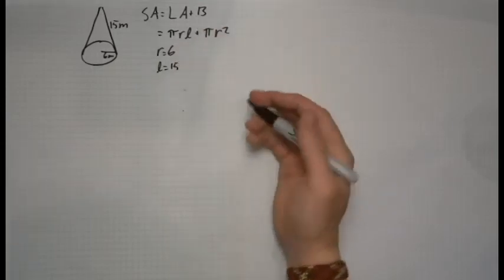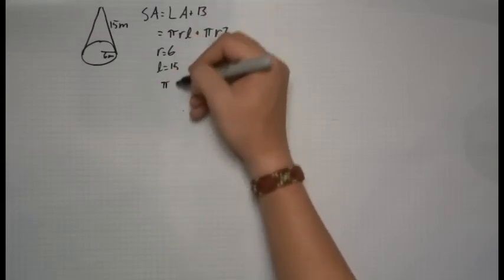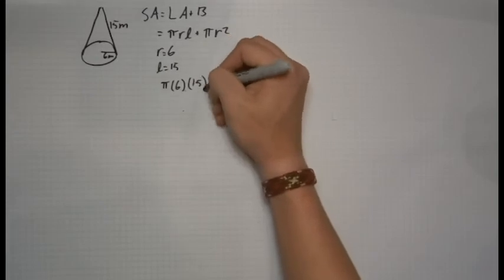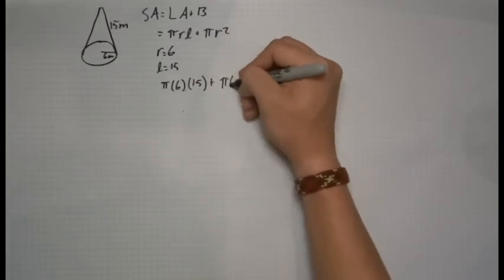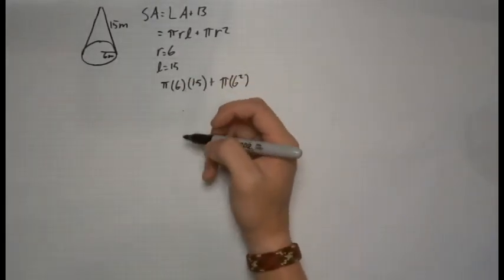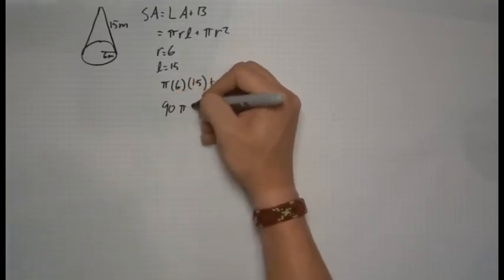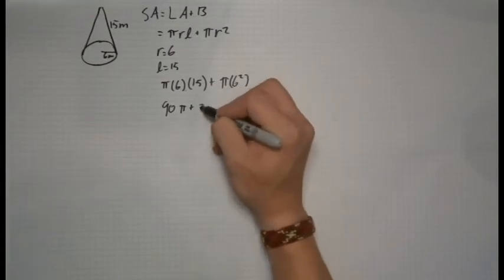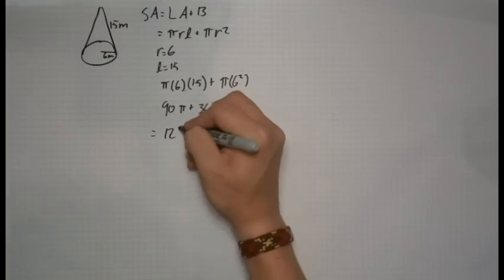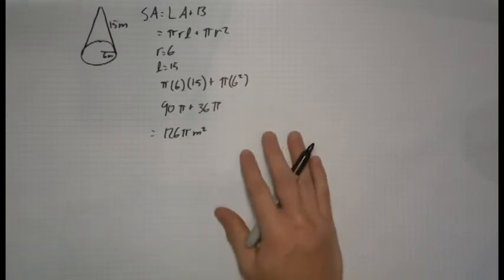All right, so right here, we're given that our radius is 6 and our slant height is 15. So we already have all the information that we need. So all we need to do is plug it into our equation. So we have pi times our radius 6 times our slant length 15 plus pi times our radius squared, 6 squared. And now we need to simplify. So 15 times 6 is 90 pi plus 6 squared is 36 pi. So our answer is 126 pi meters squared. And it's squared because it's an area.